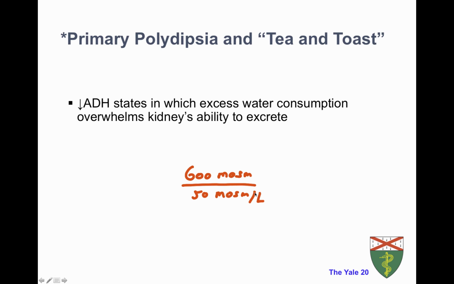And just to walk through the math, if we take in and excrete 600 milliosms of solute, and that solute is being excreted in urine that's at a maximally dilute concentration of 50 milliosms per liter, we'd have to drink at least 12 liters of water in order to get to the point where we're no longer able to excrete additional water, and the consumption of any more water will lead to the development of hyponatremia.